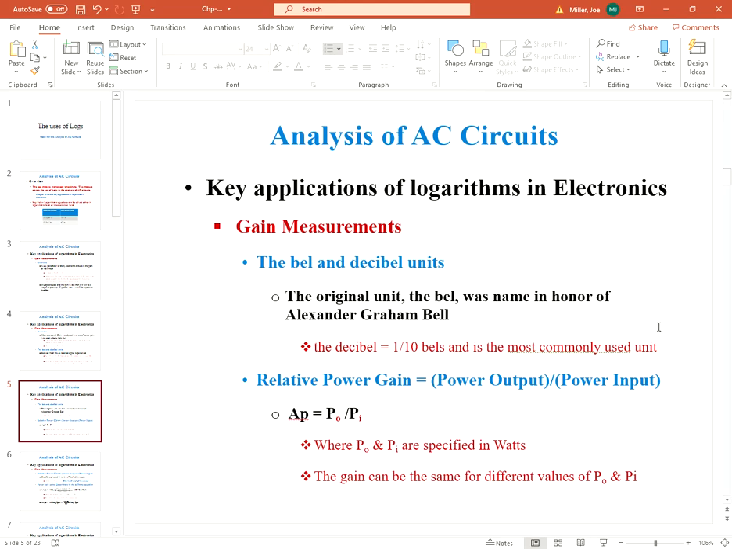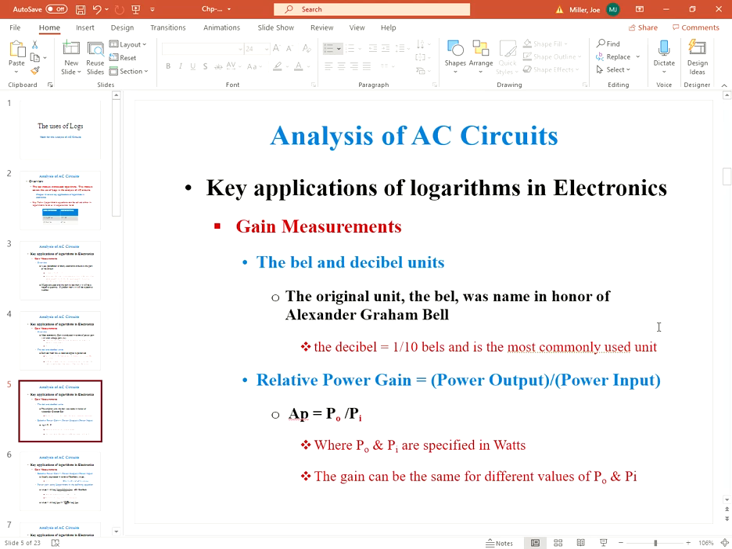The unit used in that measurement is a bell, which was the original unit named in honor of Alexander Graham Bell. It was found out to be too large. The decibel, which is 1/10 of a bell, is the most commonly used unit for logarithmic gain.